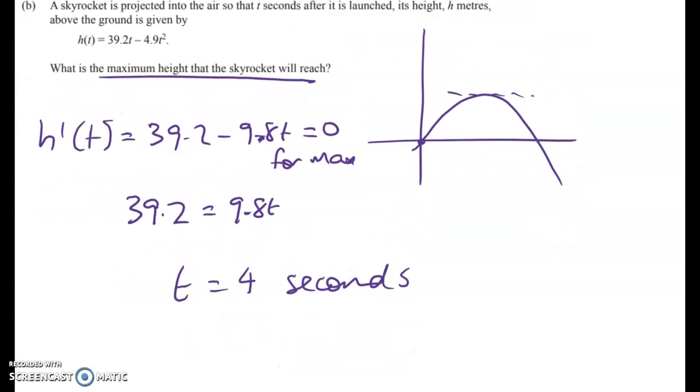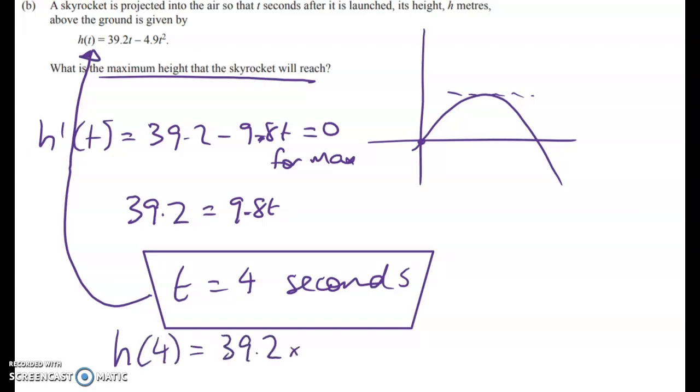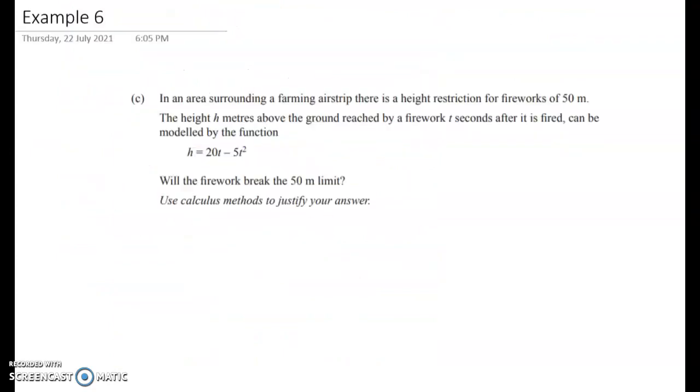So what's the maximum height that the skyrocket will reach? We take that and now we substitute it into the value of the function. So h of 4 is equal to 39.2 times 4 minus 4.9 times 16, giving us 78.4 meters. Right, one last one for you to do. I'm going to run out of time with this one, but I'll give you the answer for this, and you can have a go at this and maybe show me in class. So will the firework break the 50-meter limit? I have got time to finish it.